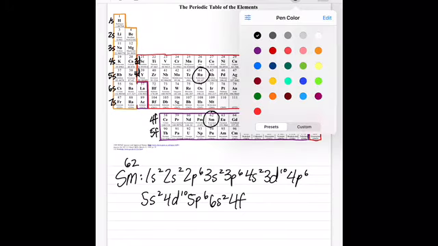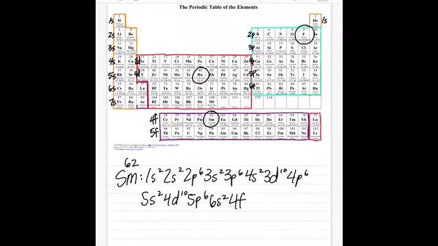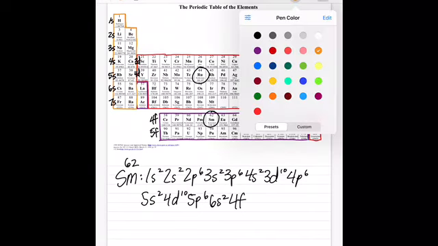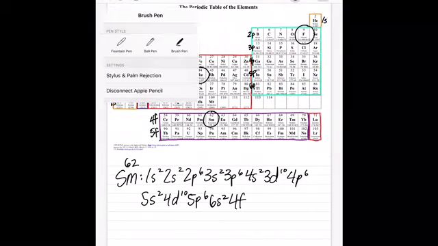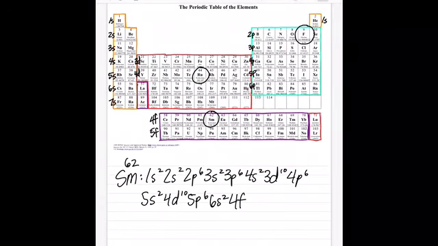Let me draw some of these lines back. So 5d, actually, yeah, 5d and 6d over here, and then this is 5d and 6d. Okay, so these two are in 4f and 5f. So it is in 4f. Remember lanthanum, yours is actually right here. So lanthanum, 1, 2, 3, 4, 5, 6.